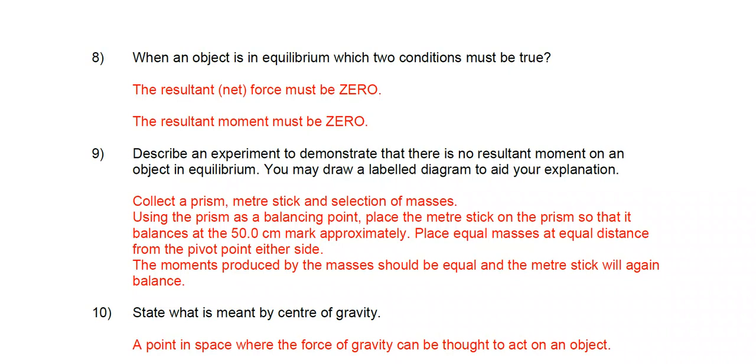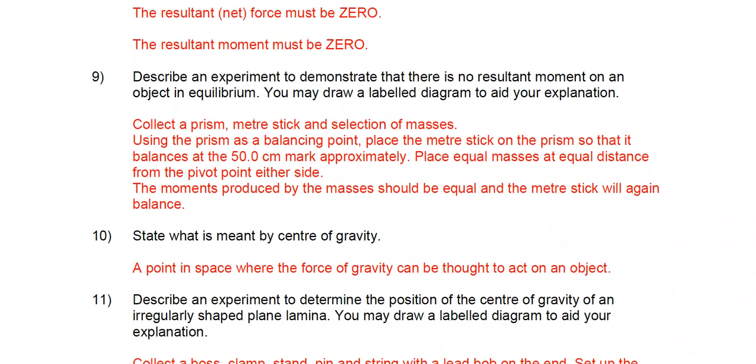Well, I would draw a prism in the center with a meter stick balanced in the middle and maybe a selection of masses. So the prism will be used as a balancing point. You place the meter stick on the prism so that it balances roughly at the 50 centimeter mark. Place in equal masses at equal distance from the pivot point. The moments produced by the masses should be equal and the meter stick will hopefully again balance.